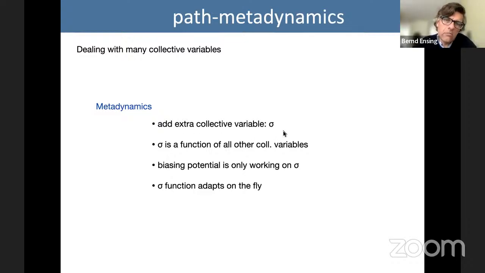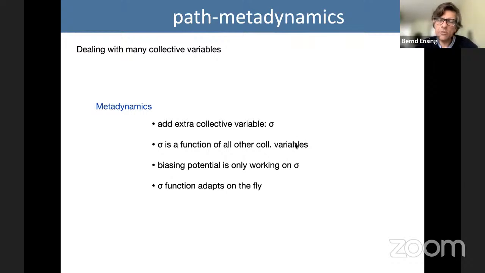We add one extra collective variable. I call it sigma here. And sigma is a function of all the other collective variables. And basically, sigma is doing all the work for all the collective variables, because the biasing potential that we're building up with metadynamics, or if we use another biasing method like umbrella sampling or steered MD or constrained MD or adaptive force bias, then the bias is only on this sigma, and sigma passes it on to the other collective variables. So in other words, sigma is just a function of all the other collective variables.